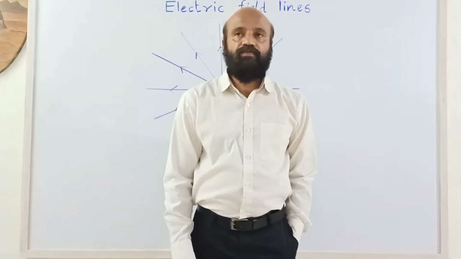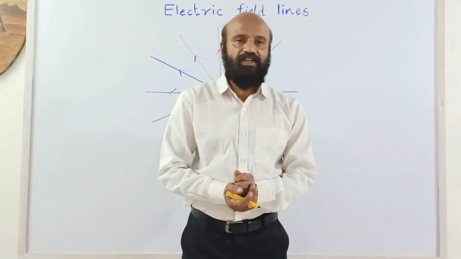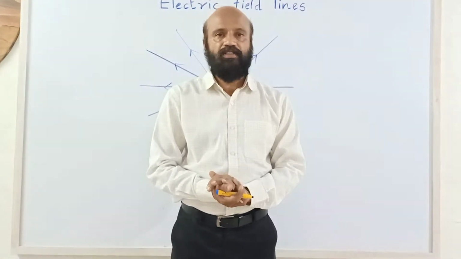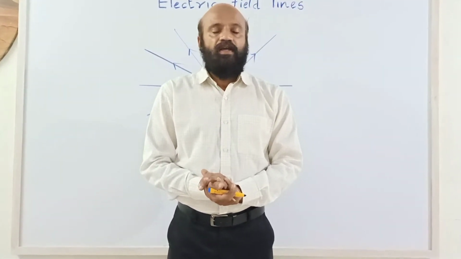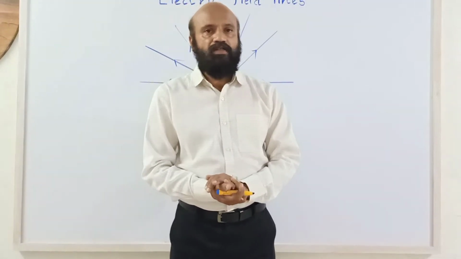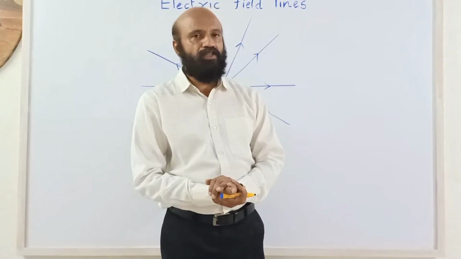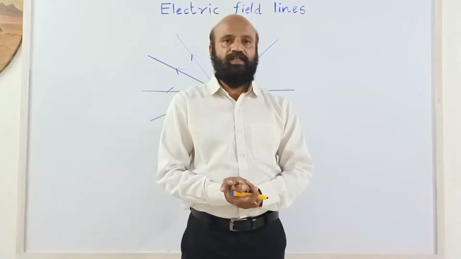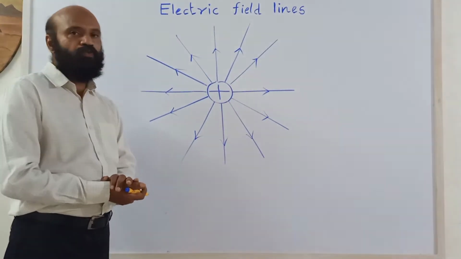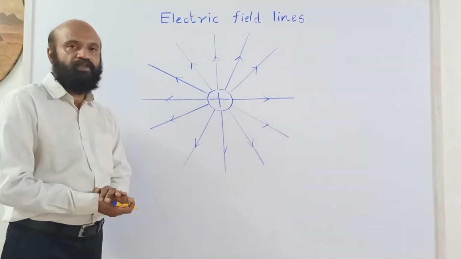We defined electric field as the region around a charge in which another charge will experience a force. Electric field is a vector quantity. It has got direction and magnitude. Then how to represent the electric field or how to visualize an electric field?